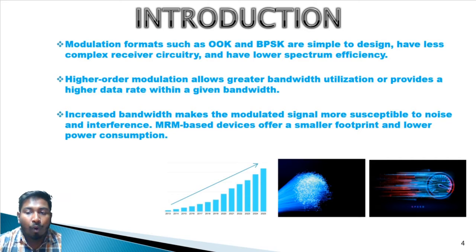Introduction: due to the ongoing rise of bandwidth hungry applications like high definition television, online social networks, and cloud computing, the variety of high speed network infrastructure adapters has increased in modern times. So we need a higher bit rate. Higher order modulation allows greater bandwidth utilization or provides a higher data rate within a given bandwidth. Higher order modulation formats such as QPSK, 16 QAM, and PAM4 are often used in optical fiber communication. Here we work on the PAM4 modulation technique.